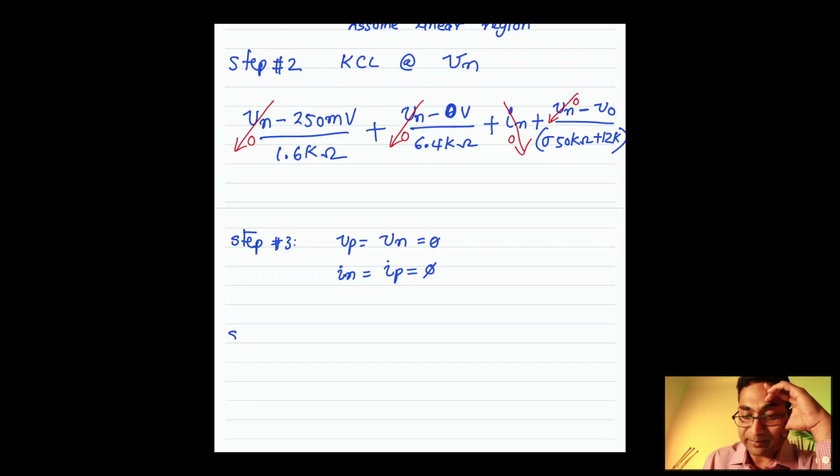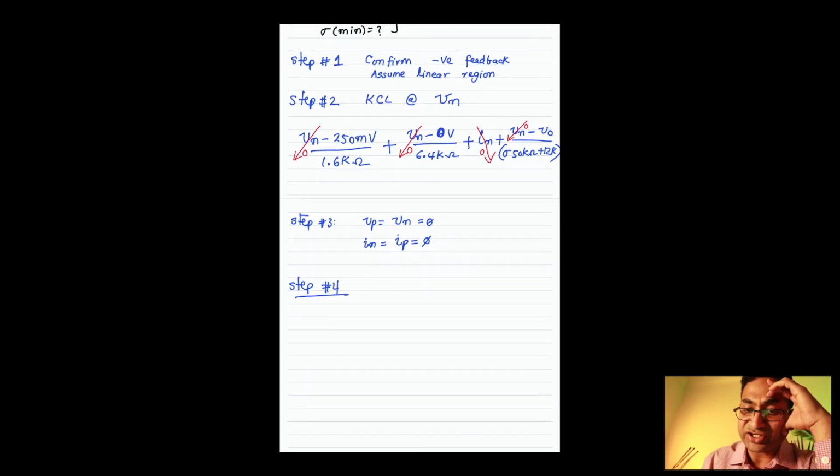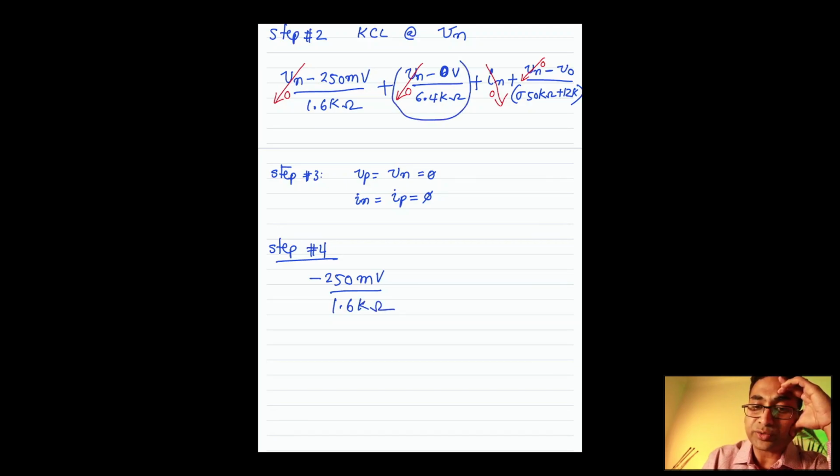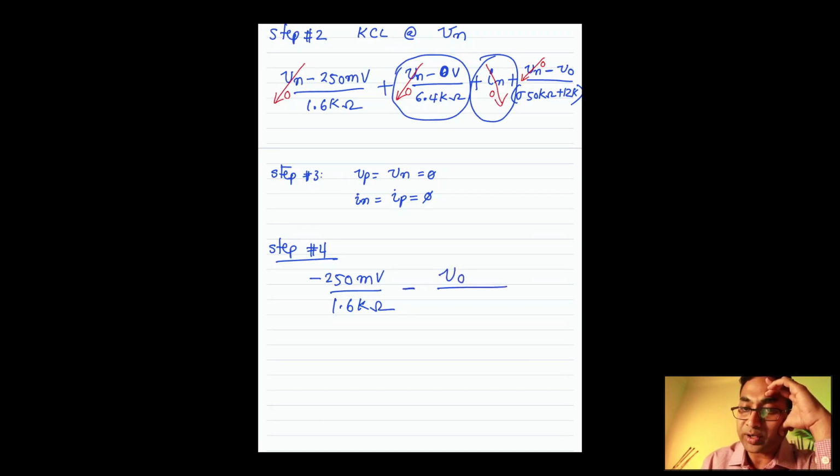So I'm going to rewrite this equation. Step number 4 is really just rearranging the equation. Negative 250 millivolts divided by 1.6 kilo ohms. Now all of this term is going to drop off because 0 minus 0 in the numerator is 0. This term is going to drop off. So I'm only left with V0 over sigma 50K plus 12K. All of that equals 0.